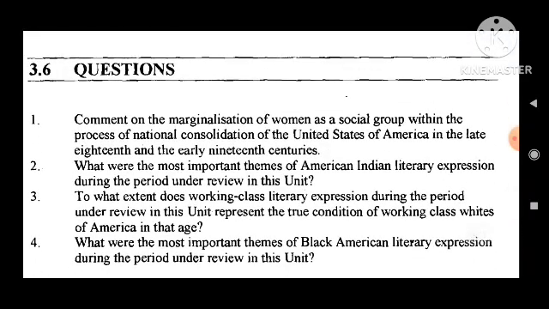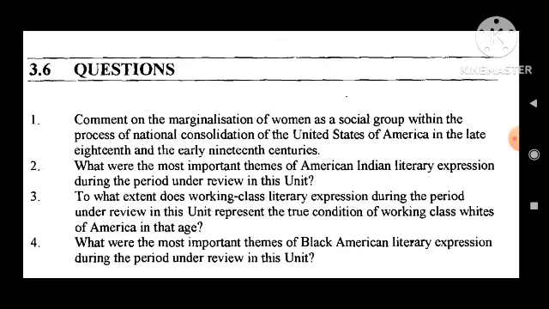You can comment on the marginalization of women as a social group within the process of national consolidation of the United States of America in the late 18th and early 19th centuries. So you can write the answer. The women were happy homemakers and they only take care of their children and the home, and the home should be a heavenly home.